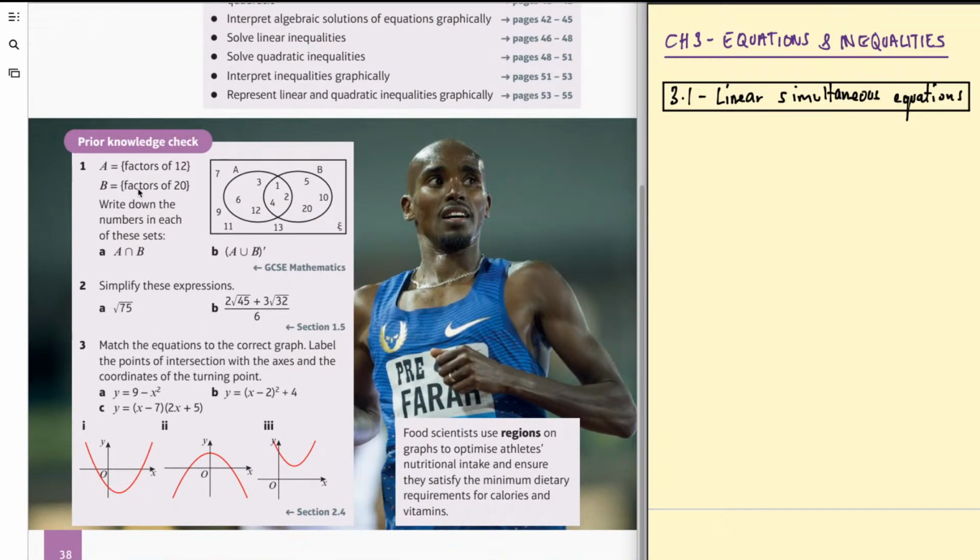Okay, so some prior knowledge stuff here. Venn diagram question, set notation. So that's the intersection, that's the, forgetting what the comma means again. Well, this is the union of A and B something. If you can remember what that comma is, then let me know.